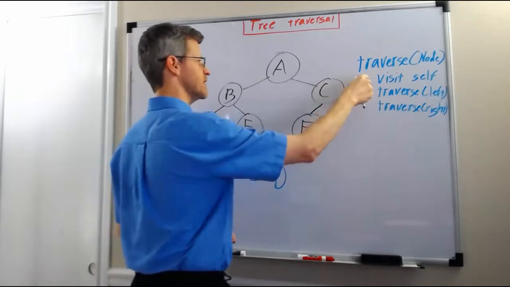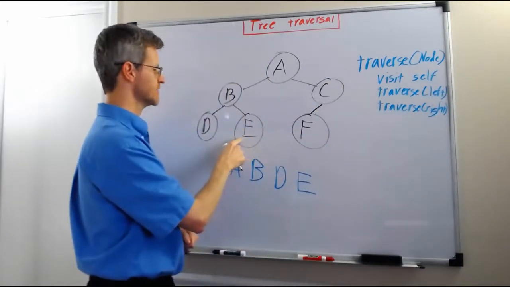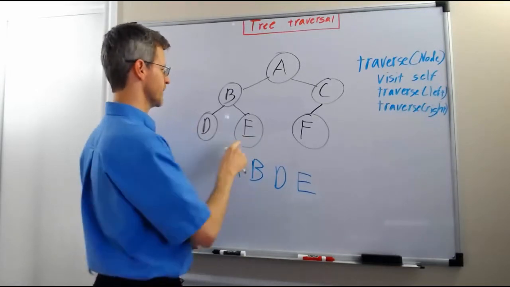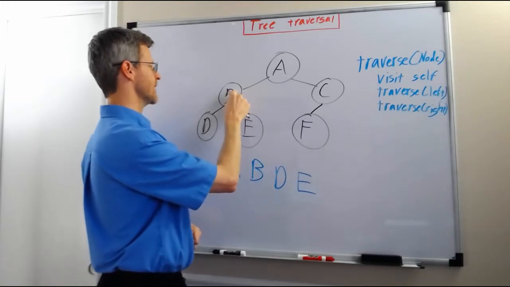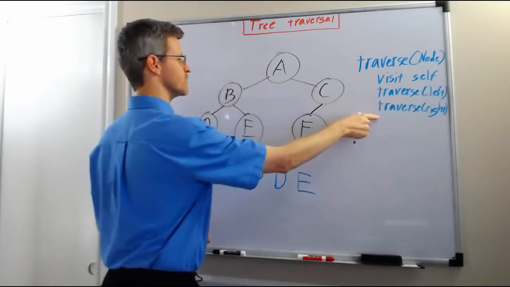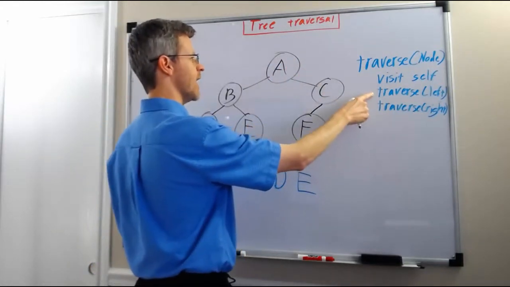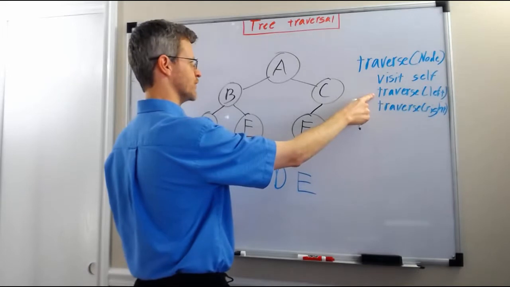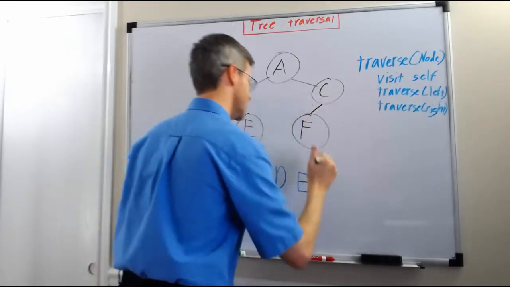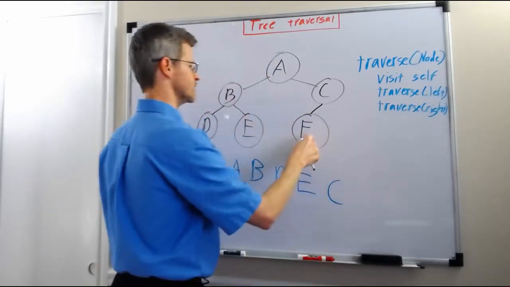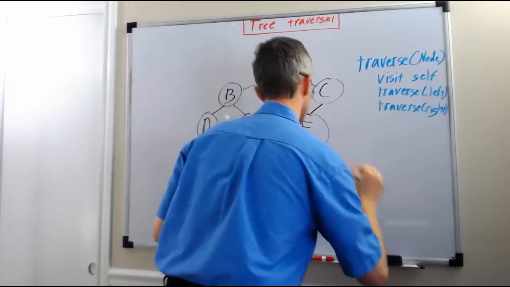When we get in traverse E, the first thing to do is visit the self, and then again going left doesn't go anywhere, and going right doesn't go anywhere. So then when we return from traversing E, that's going to put us back in traversing B, and that's going to put us back in traversing A. In traversing A, we just came back from doing traverse left, so the remaining thing to do is traverse right. So we're going to traverse down here to C, we're going to visit C, and then traverse left, and that's going to print out F.